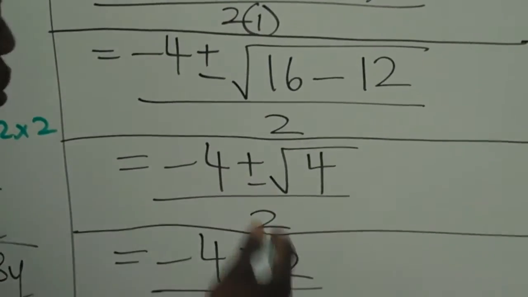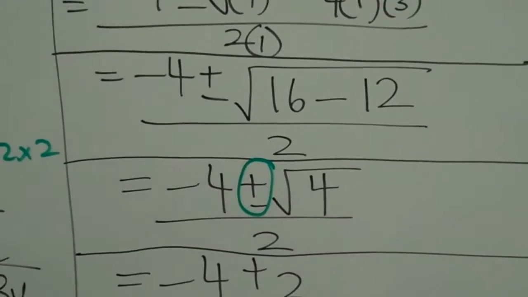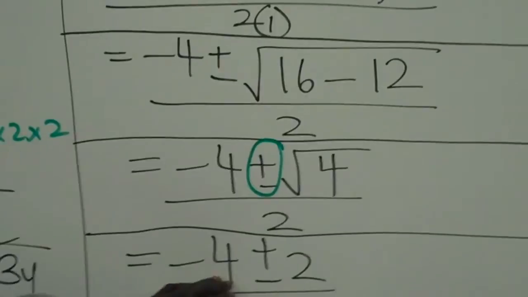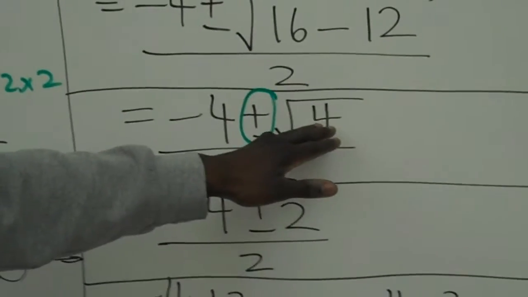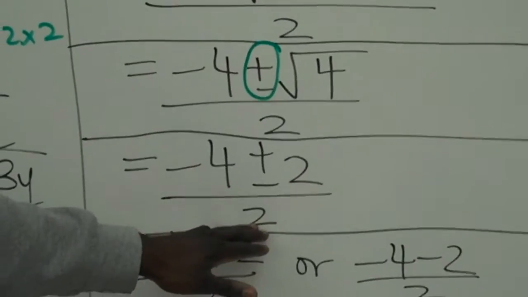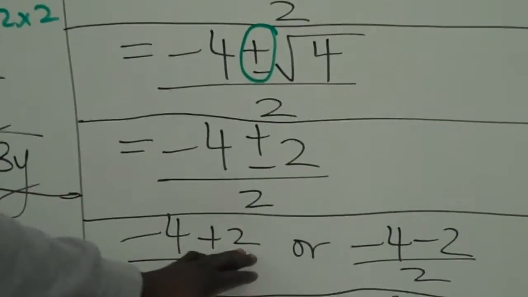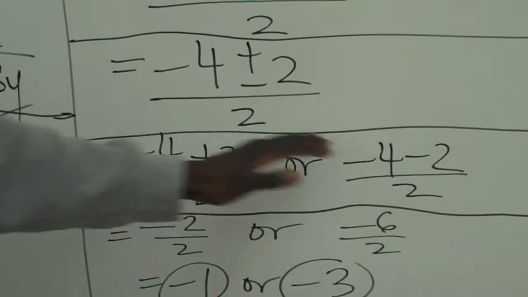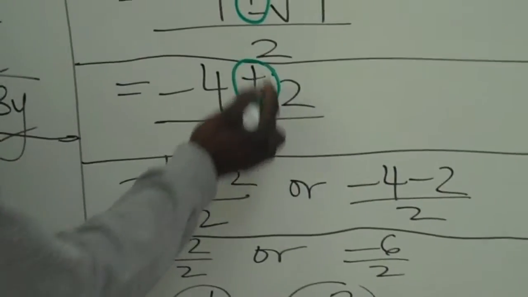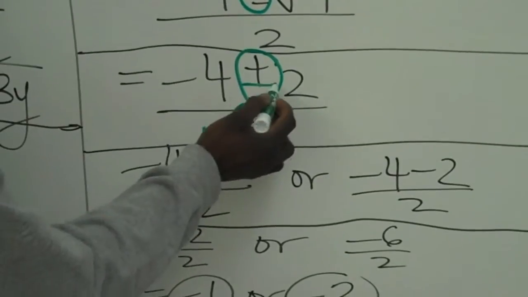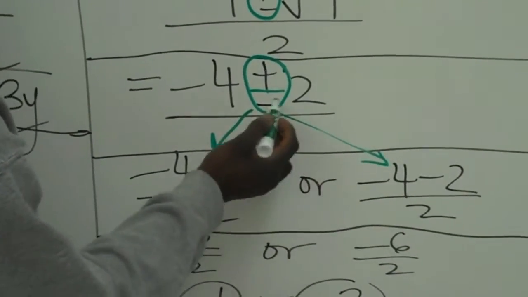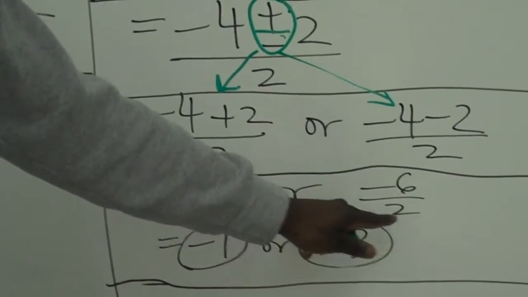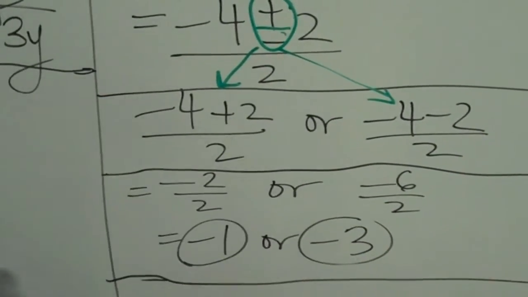Now, anytime you see this, plus or minus, it means that you could have two answers. And so it becomes minus 4 plus or minus 2, because the square root of 4 is 2, over 2. Minus 4 plus 2 over 2, or minus 4 minus 2 over 2. Those are the two possible answers we could get. So we could either get this answer using the plus, or we could get this answer if we use the minus. And that becomes minus 2 over 2, or minus 6 over 2. So we have minus 1 or minus 3.